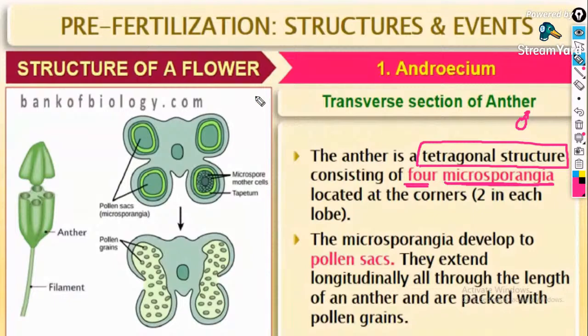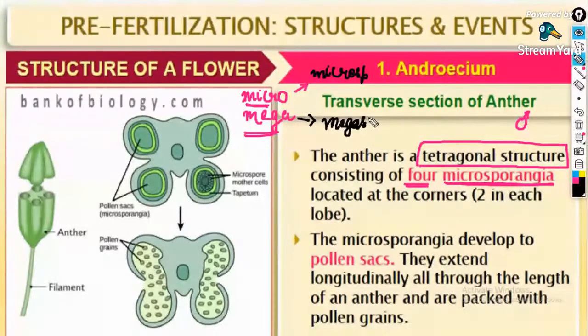Guys, in case of males, you will call it a microsporangia, whereas in case of the female flower, you will call it a megasporangia. The male gamete, you will be calling it a microspore, and the female gamete you will call it a megaspore. That is the difference. Whenever you hear that term, just understand whether it is pertaining to the male part or the female part.